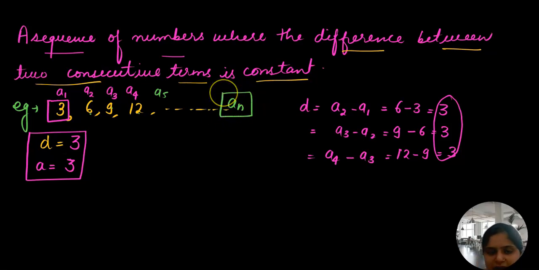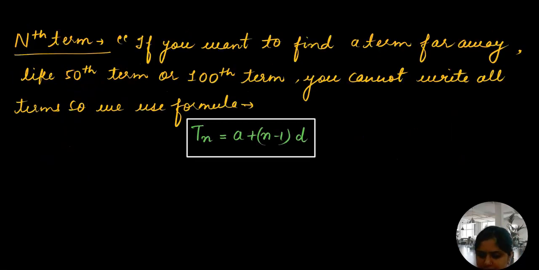So how can we find the nth term of any sequence, because it can go to infinity? Okay, so let's see. If you want to find a term far away, like the 15th term or 100th term, you cannot write all the terms, like A1, A2, A3, A4, A5, A6, and so on. You can't write the A100 term this way.